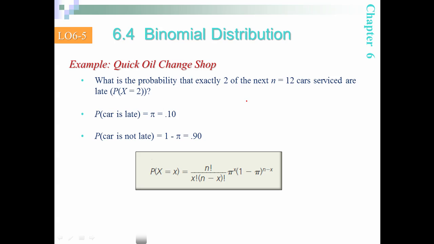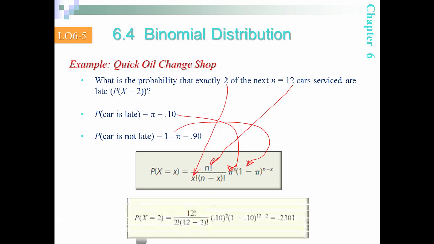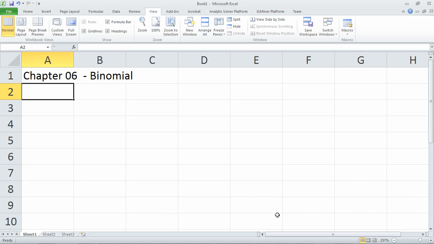So it's now just a simple matter of plugging in: n goes here, x is here, pi goes here, and 1 minus pi goes here, plus the other parameters as needed. And so here's what we get: 12 factorial over 2 factorial times 10 factorial, times 0.1 squared times 0.9 to the 10th power, turns out to be 23%.